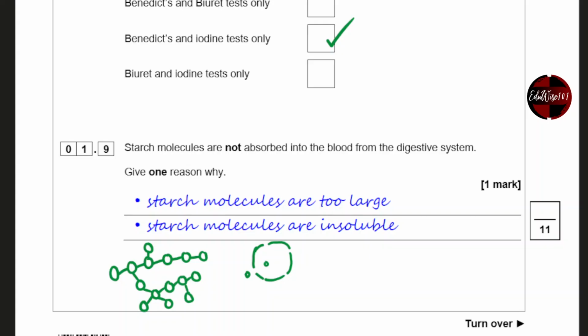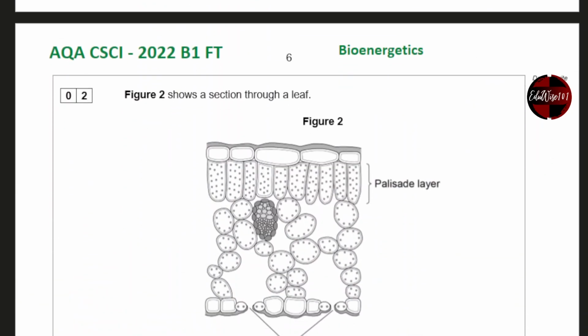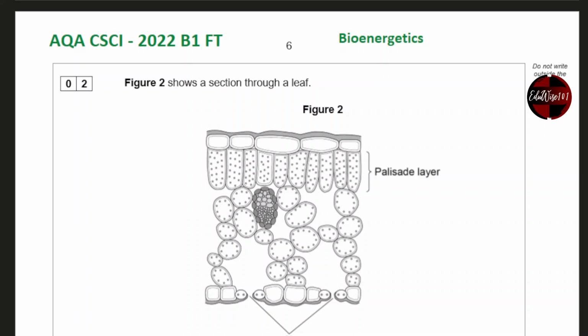That brings us to the end of question number 1. Let's have a look at question number 2. Question number 2 is on the topic of bioenergetics. Bioenergetics is referring to photosynthesis topic and structure of the plant cells and functions and so on. Question 2. Figure 2 shows a section through a leaf. So let's label the leaf.